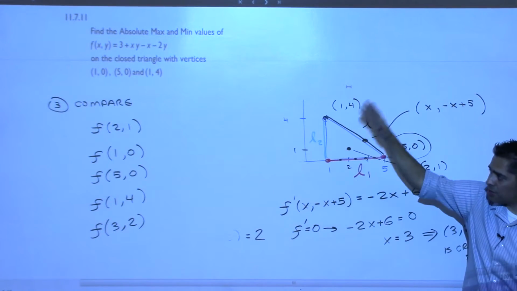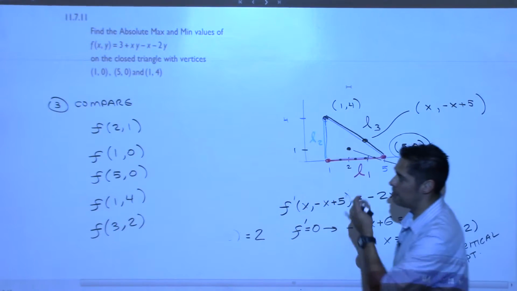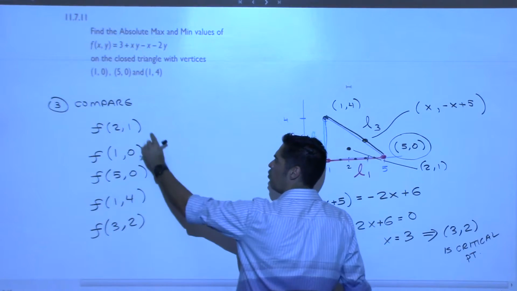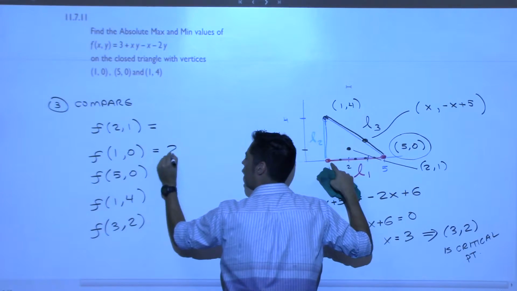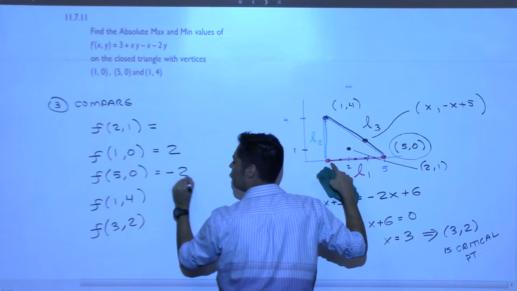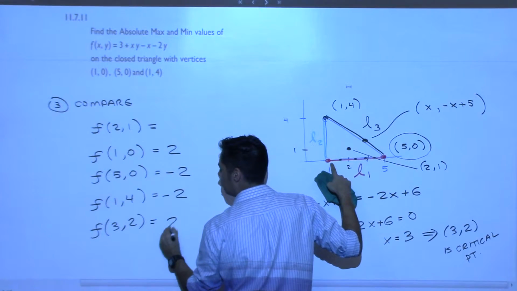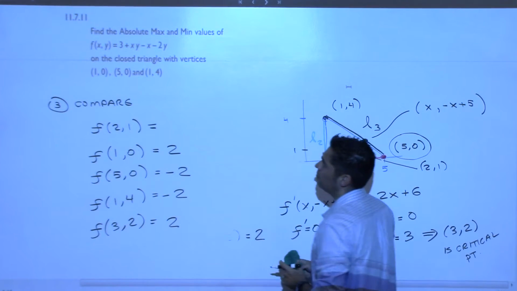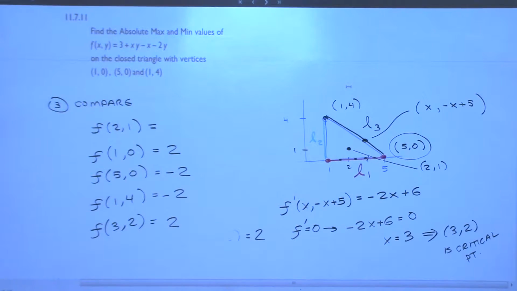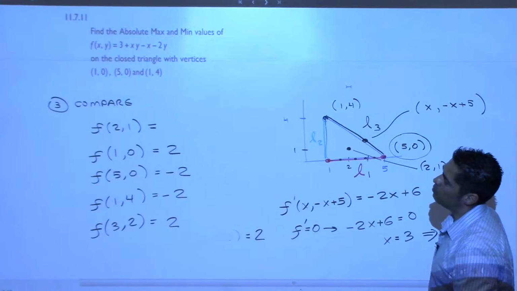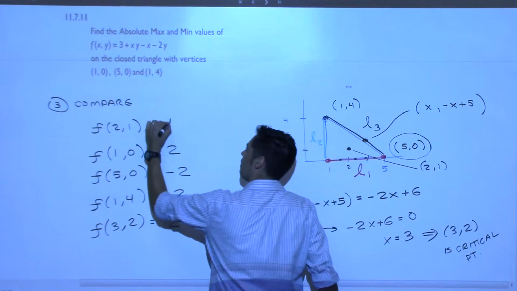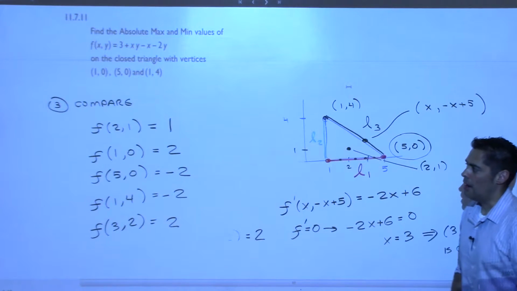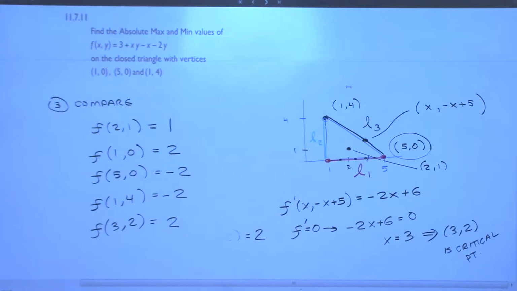Yeah. And now, we already know all their values, right? Let's just write their values down. Oh, which one did we never get? 2, 1, right? We never got that one? This one was 2, I believe. This was -2. This was -2. This was 2. Find the value at 2, 1. Plug in 2 for x and 1 for y. 1? All right. That's everything. Now we just need to draw our conclusion.